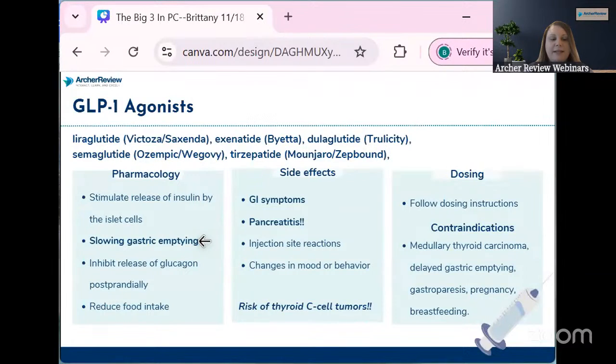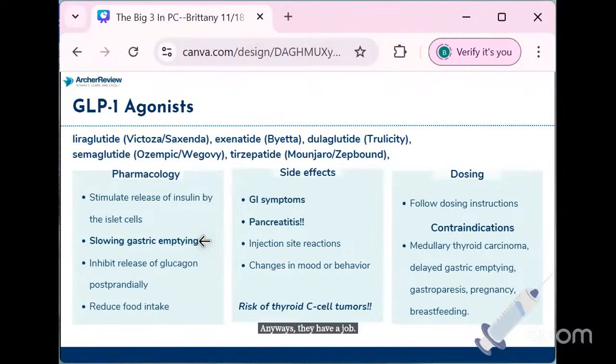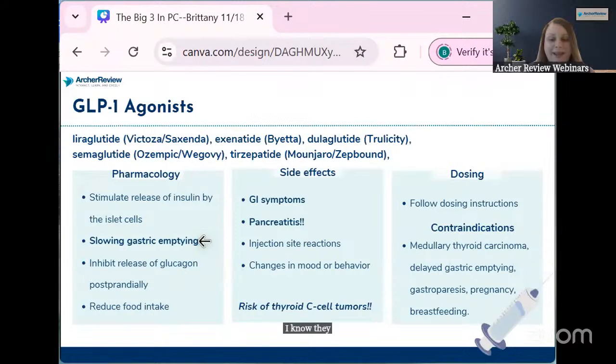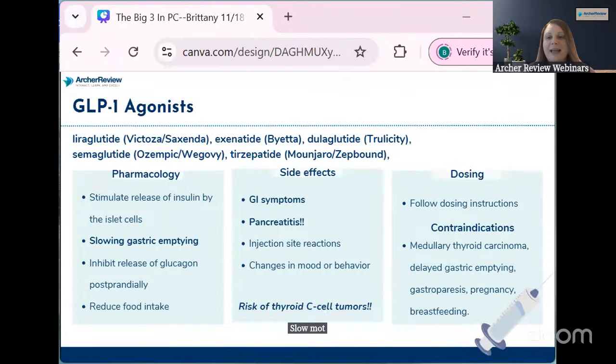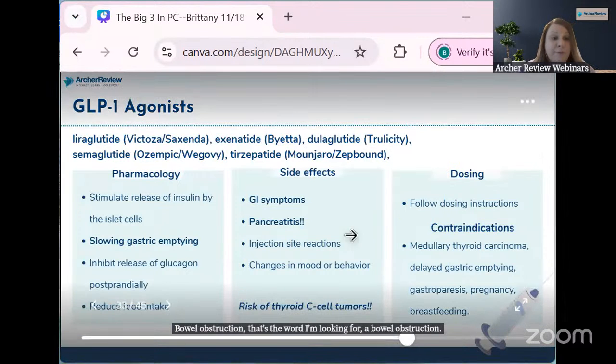Delayed gastric emptying, GI, not impaction, and not distress. Sorry, I'm having a brain fart too. They have a black box warning for basically blocking up the bowels, and they cannot go to the bathroom. Slow motility, yes, it's not gastroparesis. Bowel obstruction, that's the word I'm looking for. They have a black box warning for bowel obstruction, either partial or complete.